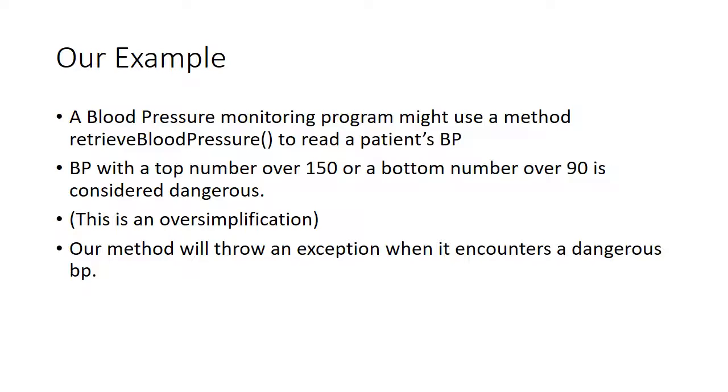It's easiest to see this type of exception in use. For instance, we're going to have an example of a blood pressure monitoring program which uses a method called retrieve blood pressure to read a patient's BP. A blood pressure with a top number over 150 is a dangerous condition. A bottom number over 90 is considered dangerous. This is, of course, an oversimplification, but our method will throw an exception when it encounters what it thinks is a dangerous blood pressure.